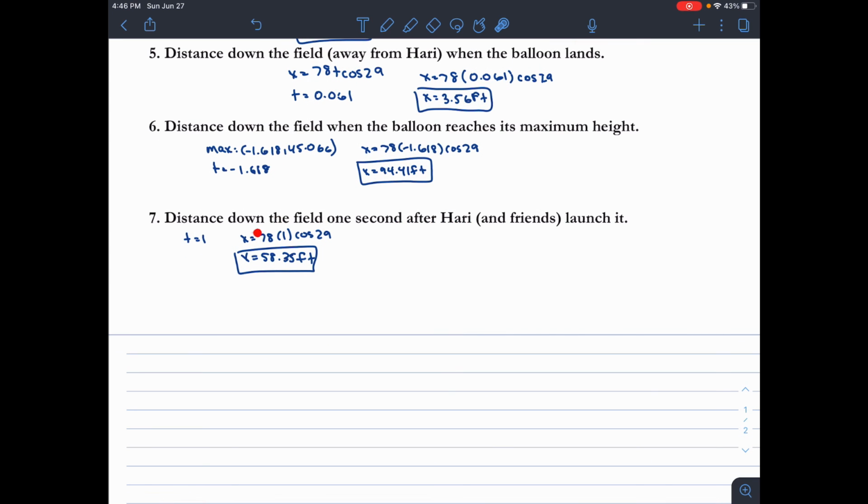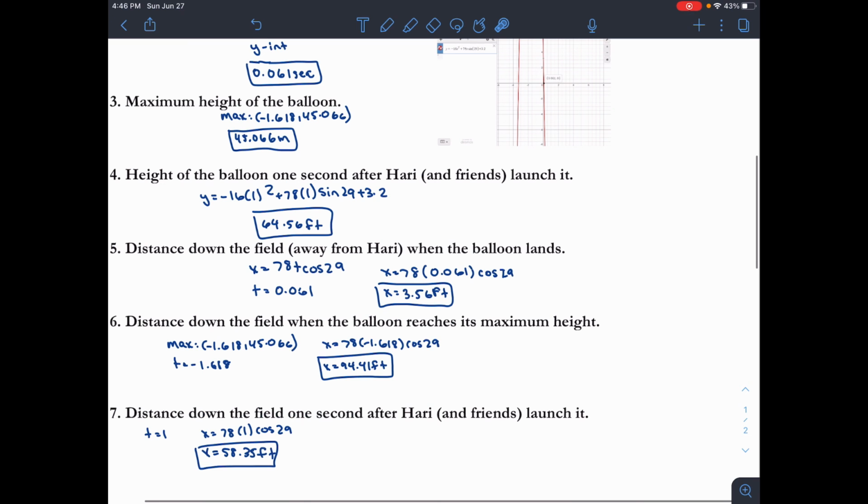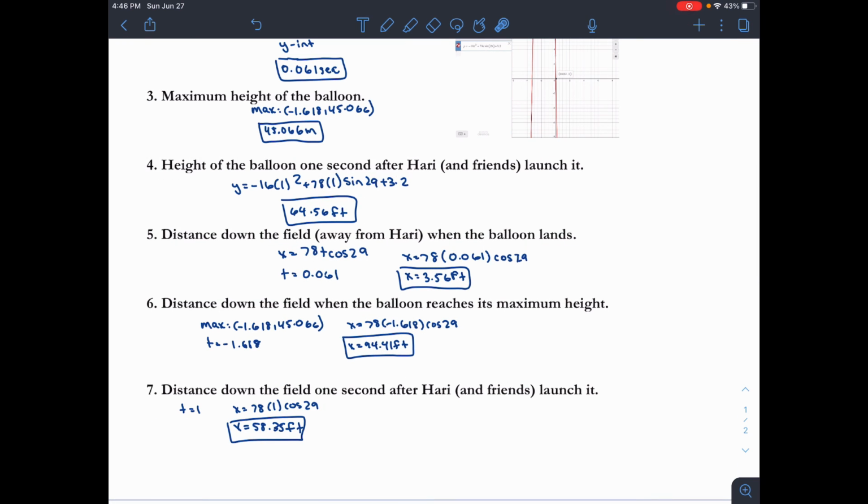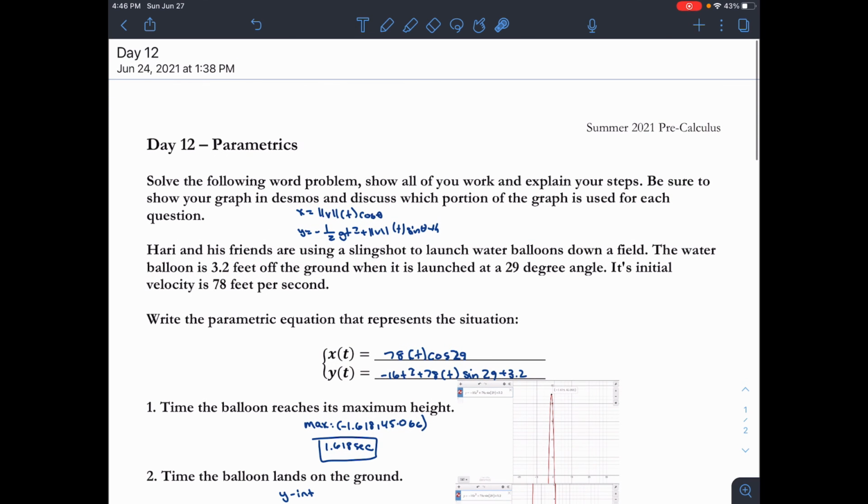So next is the distance down the field 1 second after Harry launches it. Again, we know that t equals 1, and we use the x parametric equation because we're trying to find the horizontal distance down the field. We replace the t with 1, so we get x equals 78 times 1 times cosine 29. When we simplify, we get 68.22. So that is the distance in feet down the field 1 second after Harry and his friends launch it. Okay, and that was day number 12.